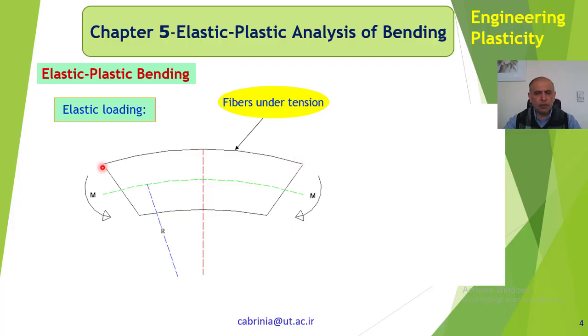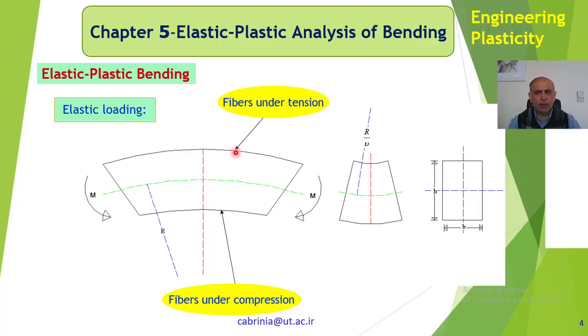We call this line, when we have a look at the beam, a fiber, okay? It's just a fiber on top of the beam, and it's a fiber on the bottom of the beam. So when the bending moment is in this direction, we get this kind of curvature, and these fibers are under compression, and these fibers under tension.